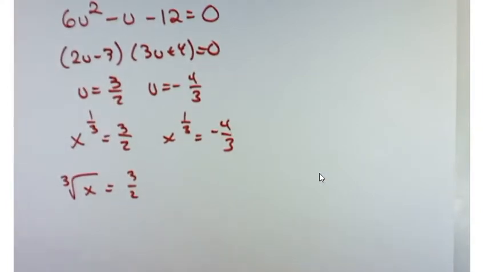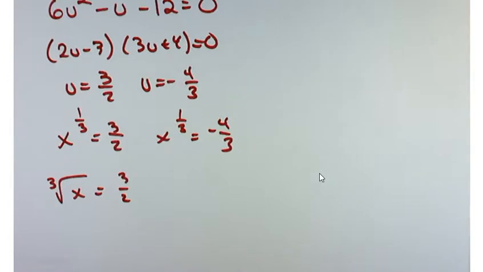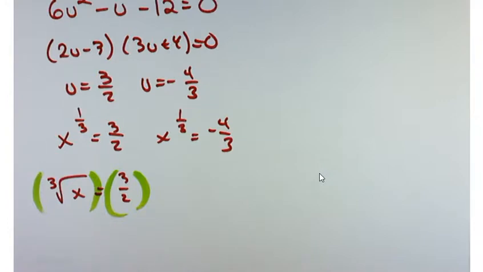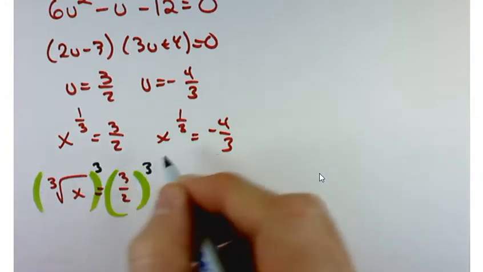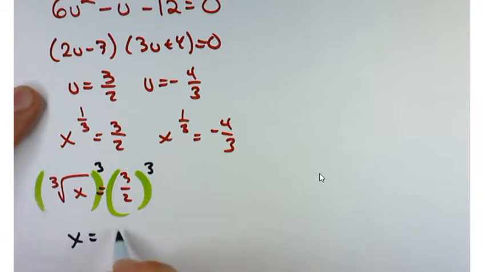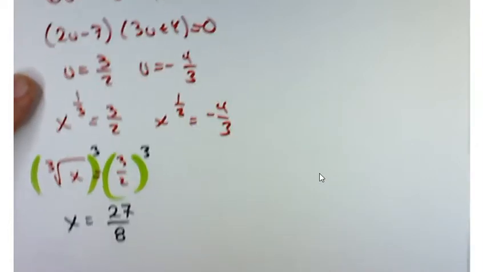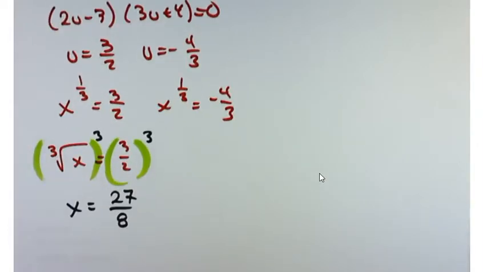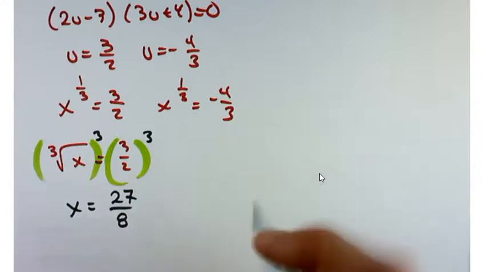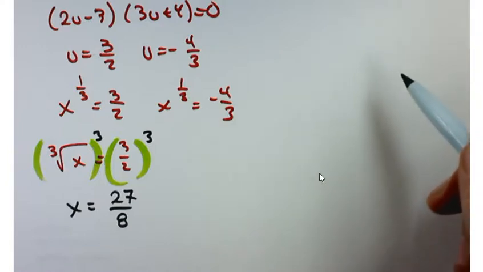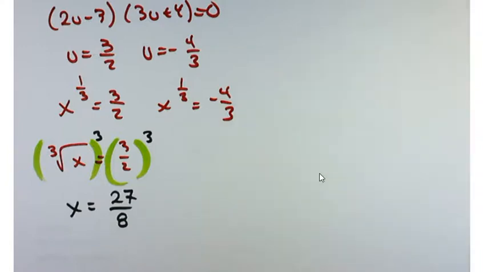So if I want to get rid of a cube root, what would I have to do? Yeah, cube both sides. So we'll cube both sides here, cube here, and cube here. And I'll get x equals, well, 3 cubed is 27, 2 cubed is 8. So that's one of my solutions. Yeah, you could write it as 3 3/8 as well.